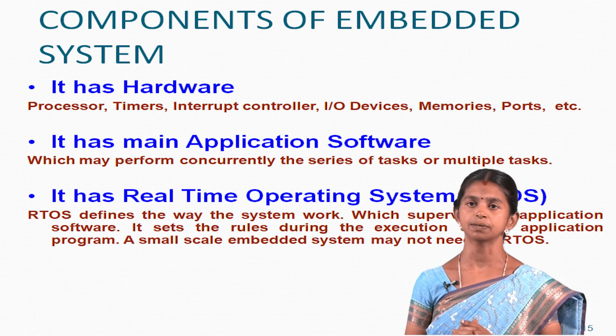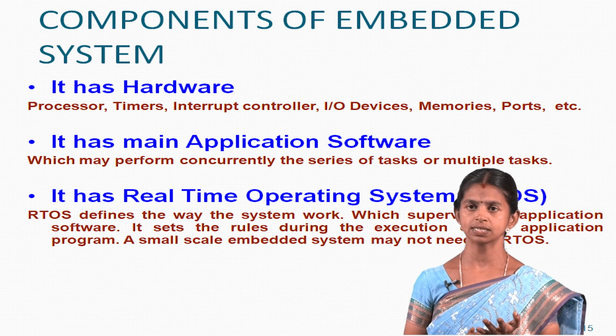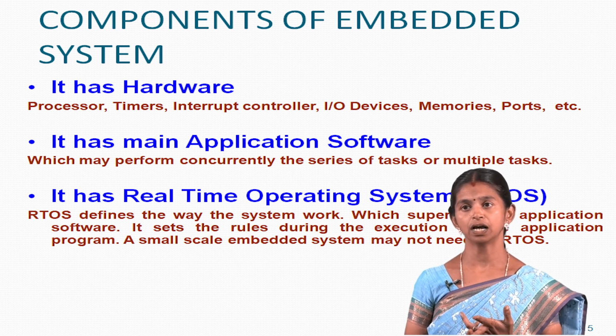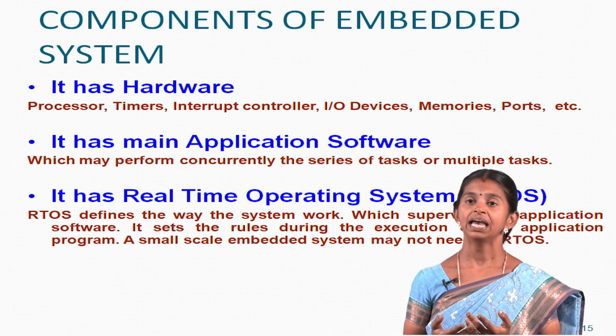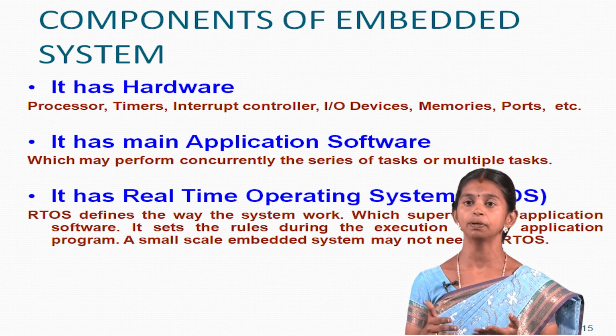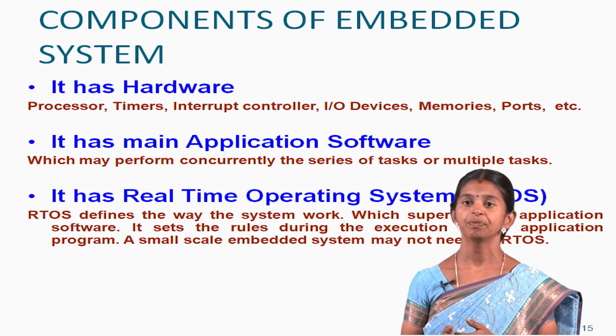Components of embedded system. It can be hardware, that can be processor, timer, interrupt controller, input-output device, memories, ports, etc. It has the application software which may perform concurrently a series of tasks or multiple tasks.